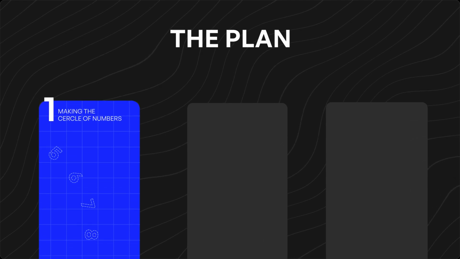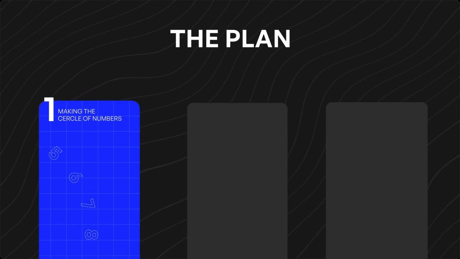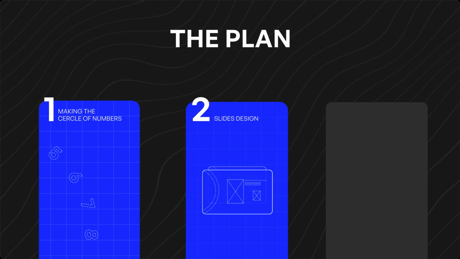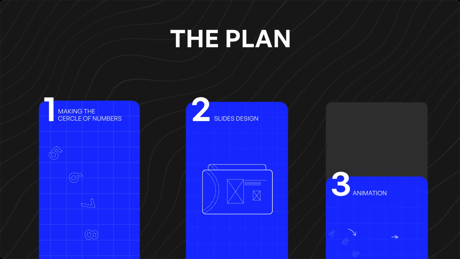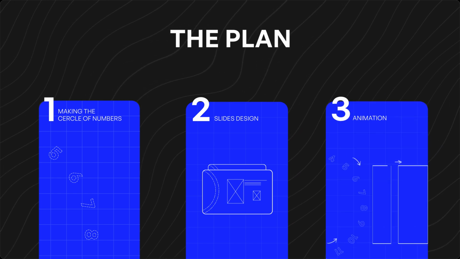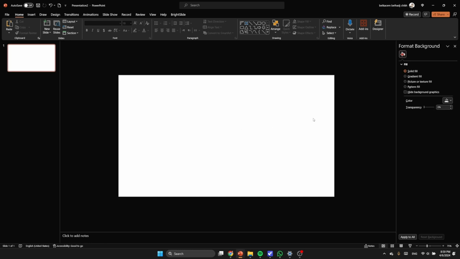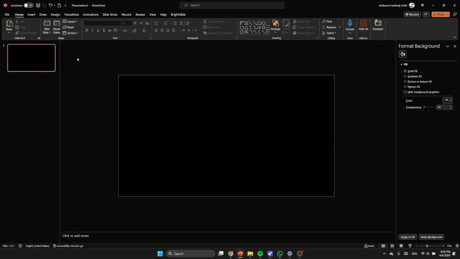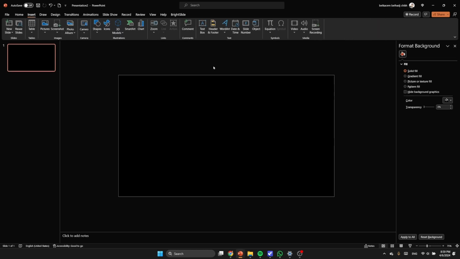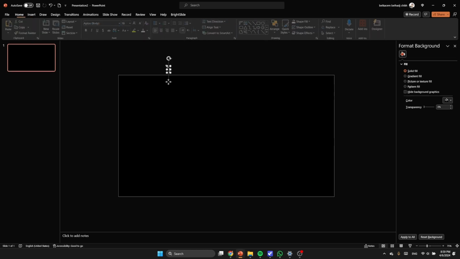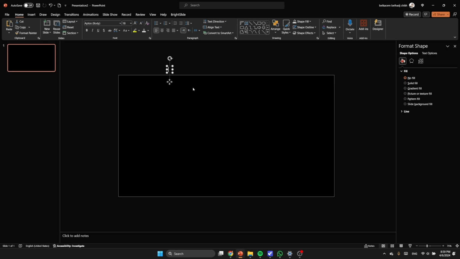So here's the plan of the tutorial. First, we're gonna be making the circle of numbers, then the slice design, and finally the animations. So we're gonna start by making the background black. Let's choose the usual black like that. Then I'm gonna insert the numbers from 1 to 18. So this is 1, and I'll change the color to white so I can see the numbers.